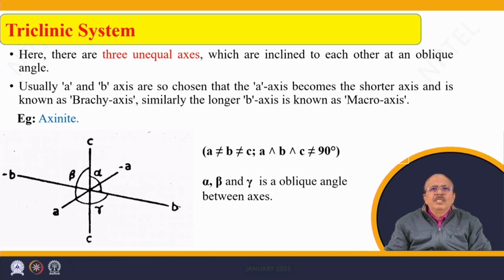In the diagram, you can see A is not equal to B is not equal to C, and angle A, angle B, angle C is not equal to 90 degrees, whereas alpha, beta and gamma are oblique angles between the three different axes.